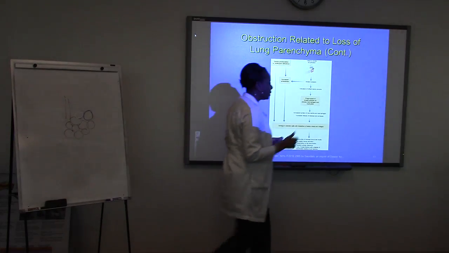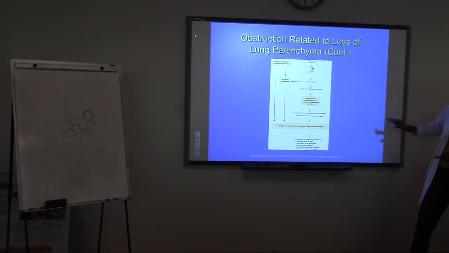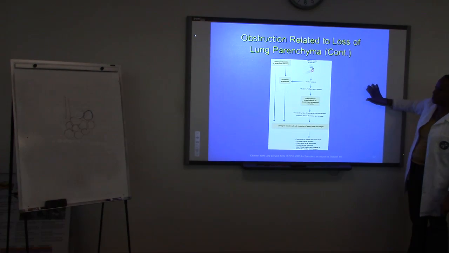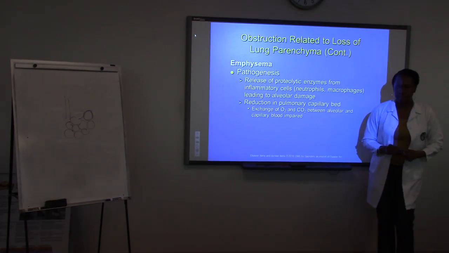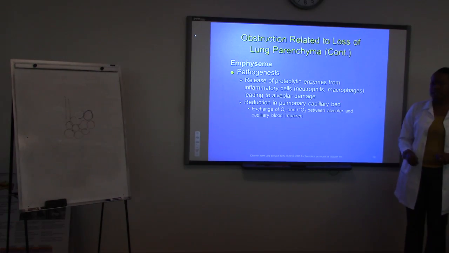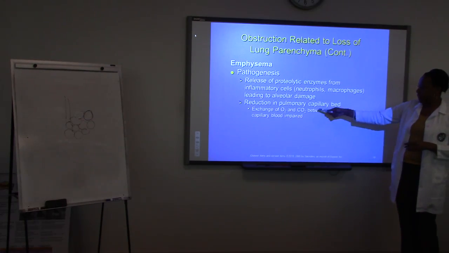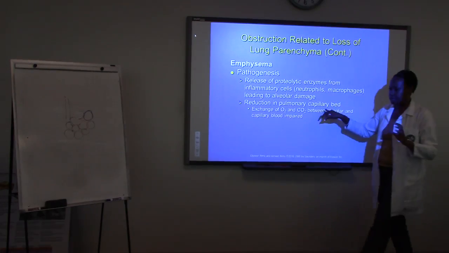Okay, and they explain this in this diagram. I don't know if you have this. So here's a diagram going over what I just said, so if you want to do that at home, you can. The pathogenesis here, again, as I explained to you: enzymes from inflammatory cells lead to alveolar damage. It will damage the alveoli. Not only that, it will reduce the capillary bed.